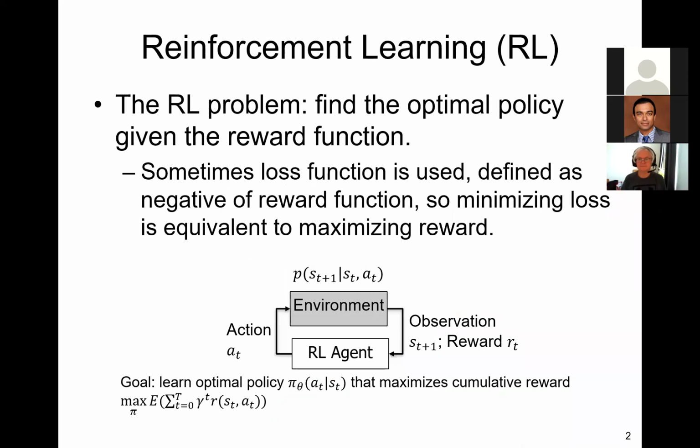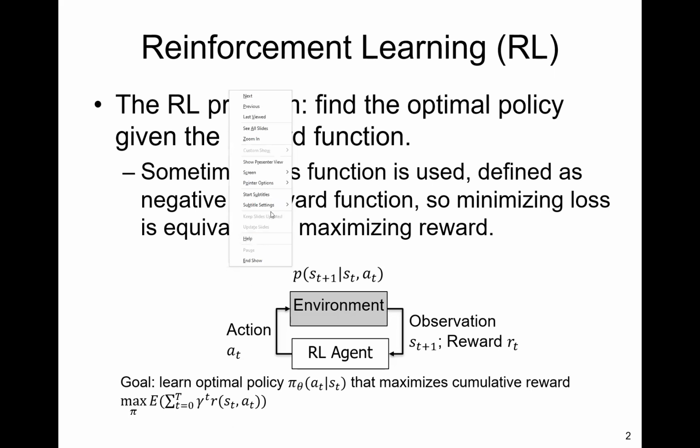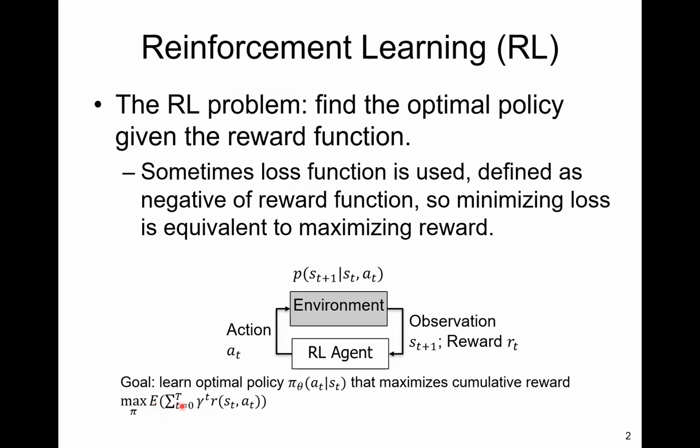Reinforcement learning. The goal is to find the optimal policy given the reward function. So the agent is trying to maximize its cumulative reward. Every time step it gets a small reward r_t, and you sum up the reward in the future horizon, 0 to T. That's your cumulative reward.